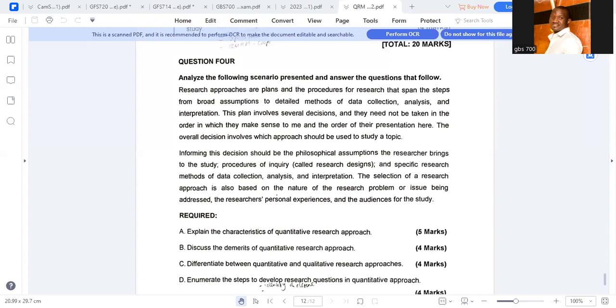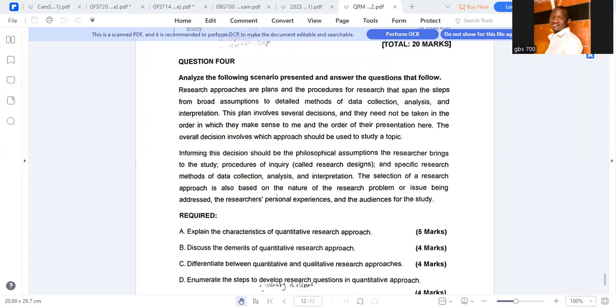It's also able to help us identify causal relationships and correlations. So quantitative research is there to help us identify causal relationships. It helps us determine whether and how variables are related. So the characteristics of quantitative research are as follows.